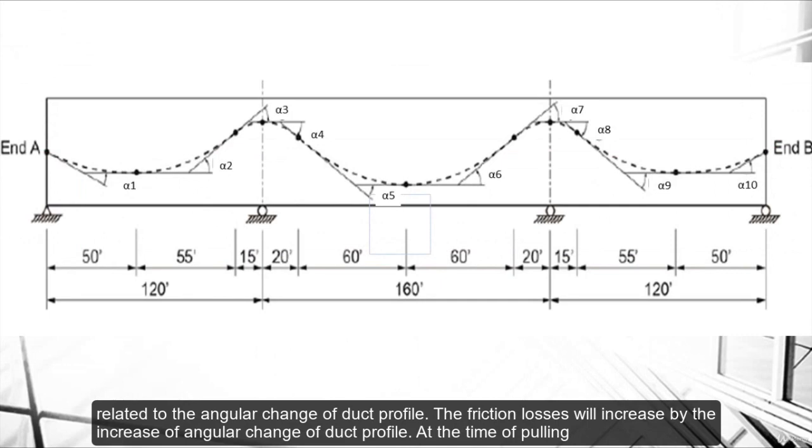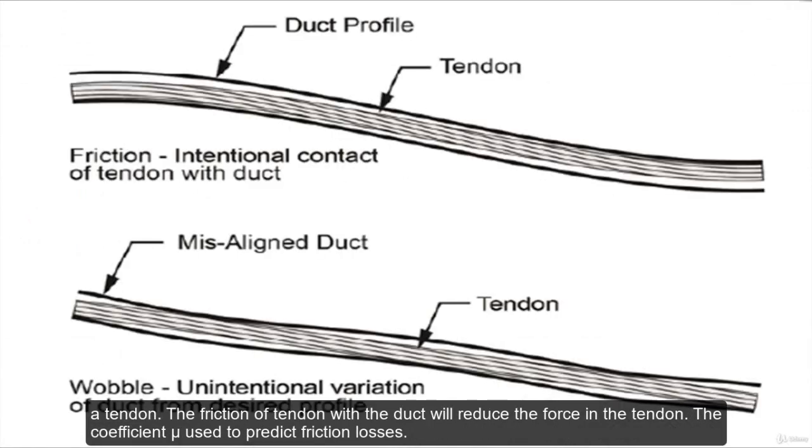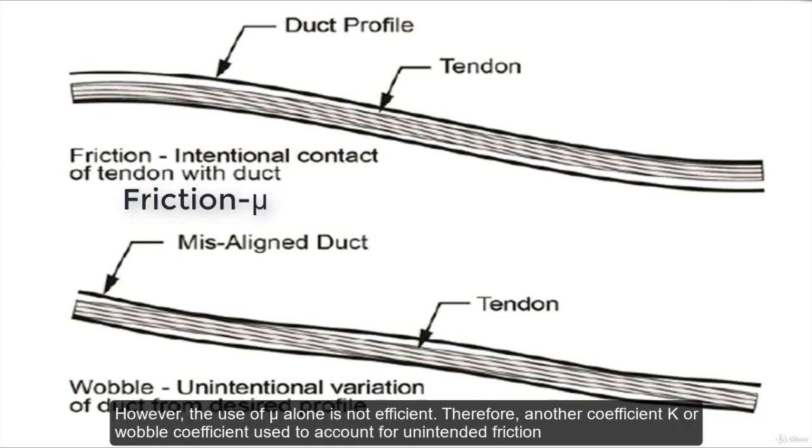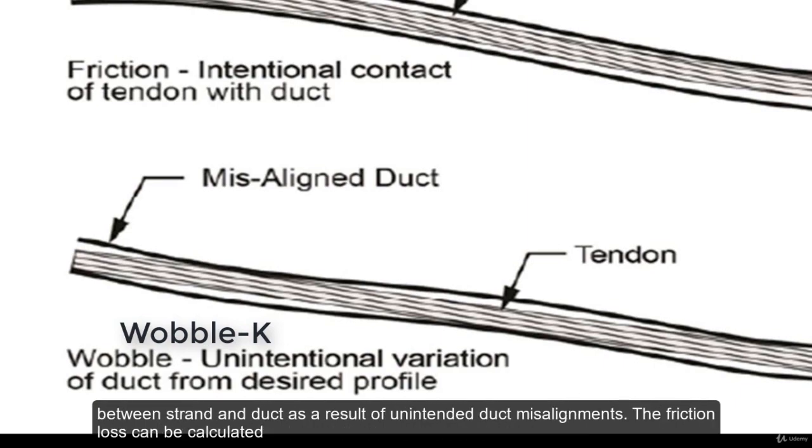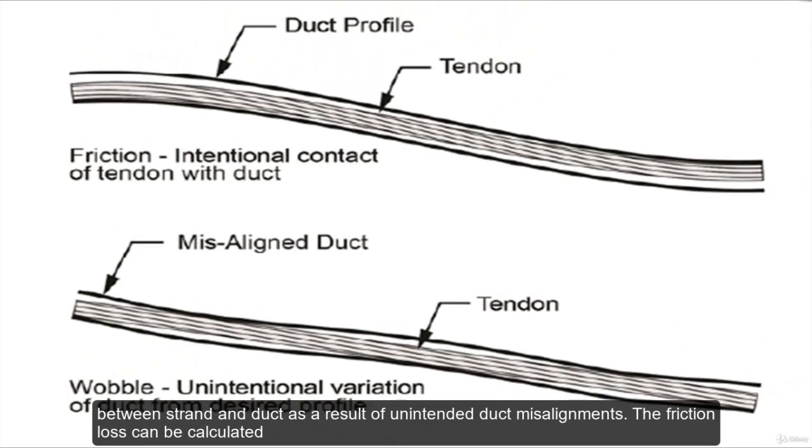At the time of pulling a tendon, the friction of the tendon with the duct will reduce the force in the tendon. The coefficient mu is used to predict friction losses. However, the use of mu alone is not efficient. Therefore, another coefficient K, or wobble coefficient, is used to account for an unintended friction between strand and duct as a result of an unintended duct misalignment.